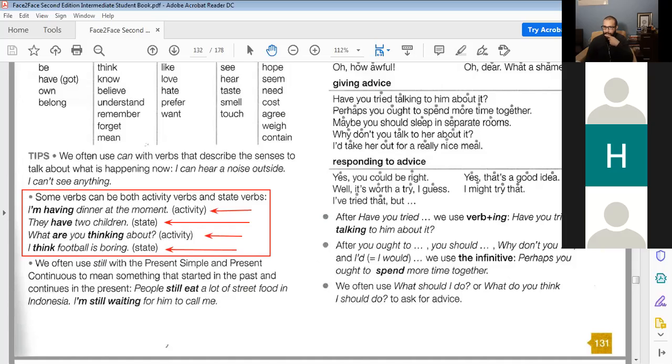Okay, now the last tip, it's talking about how to use still. All right, so if you use still, by the way, you can use it in present simple and present continuous. And it talks about something that started in the past and continues in the present. A bit like the present perfect in a way. So if you say, "People still eat a lot of street food in Indonesia," this means this habit, or not habit, this tradition, let's call it, or this action started from some time in the past. We don't know when, and it still goes on, right?